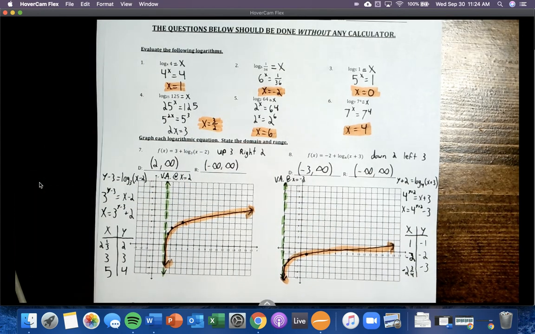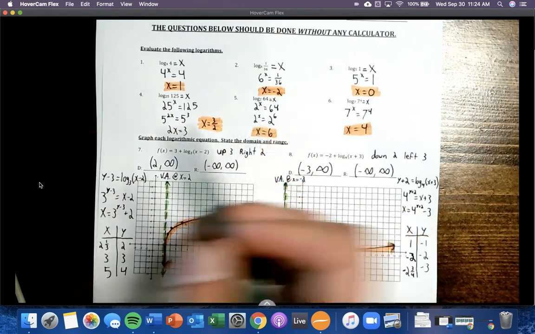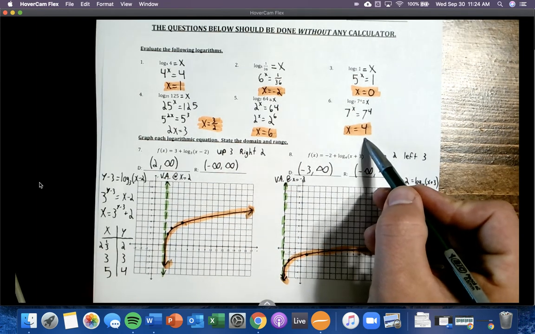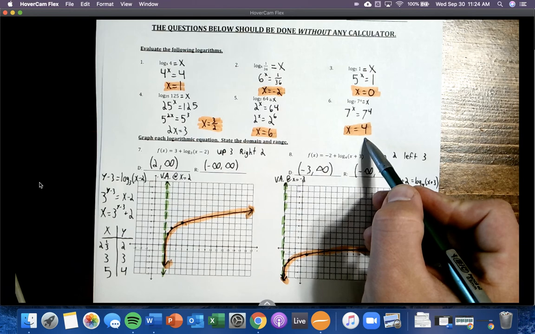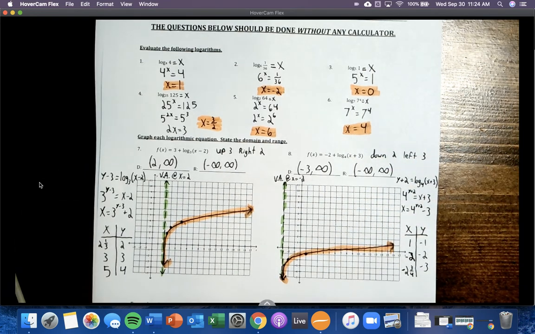Number 5 is asking 2 raised to the what power is 64? Well, that's just 2 raised to the 6th power. Number 6 is saying 7 raised to the what power is 7 to the 4th? Well, obviously, it would just be 4. 7 raised to the 4th power is equal to 7 raised to the 4th power. All right, let's keep going.